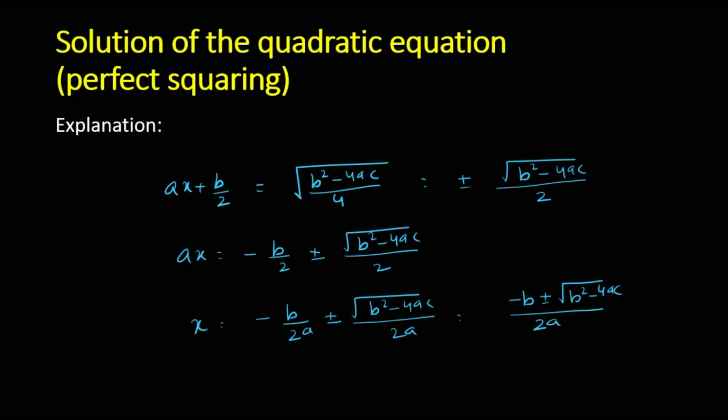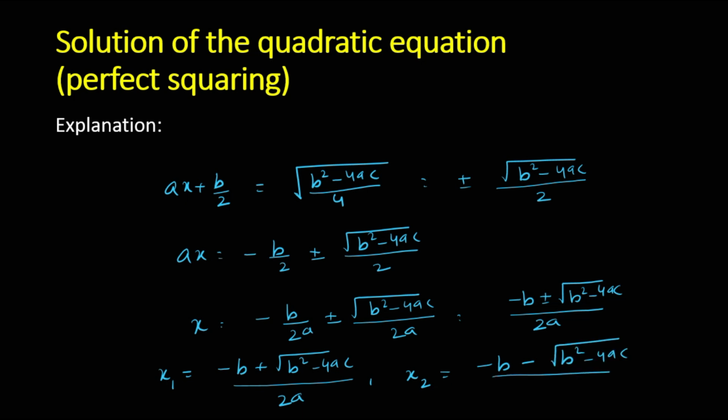So we have two values of x. When we take the plus sign, we write x1, the first root, equal to (−b + √(b² − 4ac))/2a. If we take the negative sign, this is the second root, x2, equal to (−b − √(b² − 4ac))/2a. So a quadratic equation has two roots, one when we take the plus sign and another when we take the negative sign.